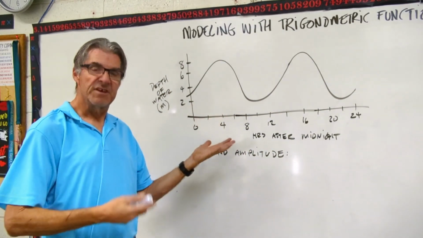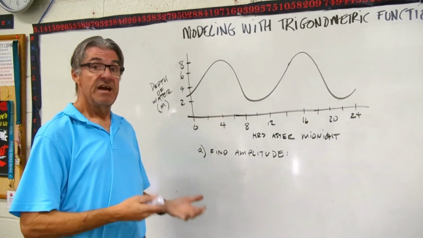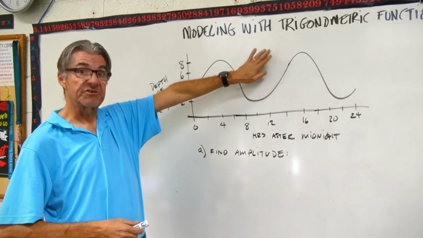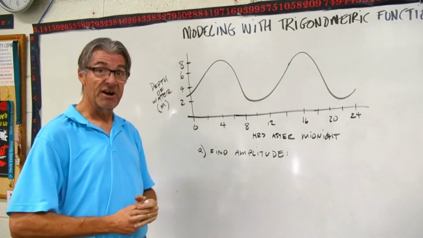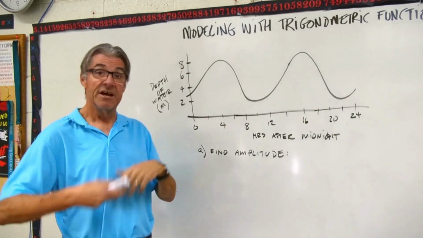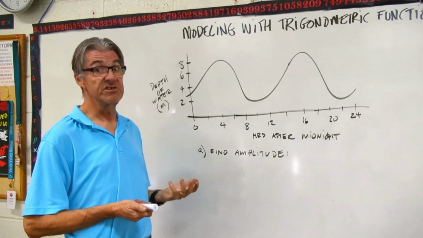So this graph is basically a bunch of data. And what we're going to do here is write a trigonometric equation that describes this data. All right, so let's get started. We need to find our A, B, C, and D, and also decide on what function to use.